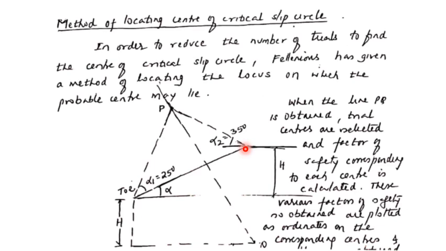This is generally used for consultancies where the exact location of point O is not known, so that's why we do this trial and error. But for academic purposes, you can select one point O, draw a slip circle and find out the factor of safety. Thank you.